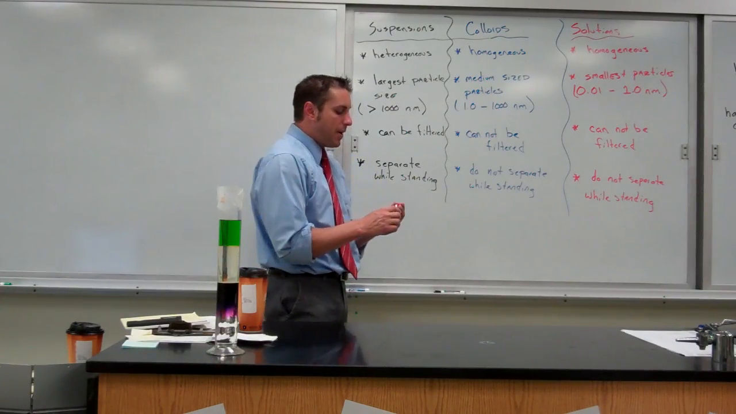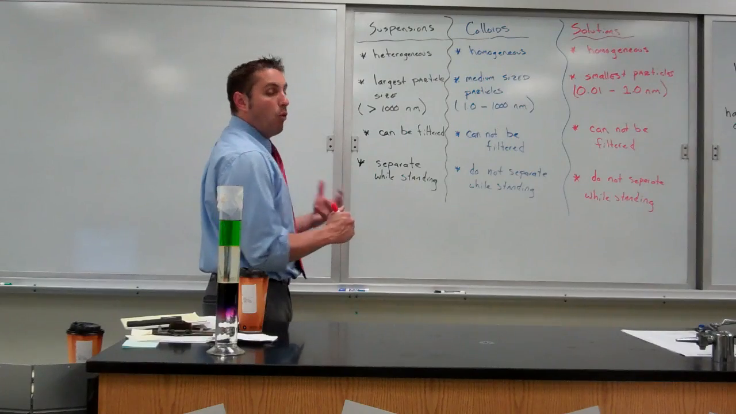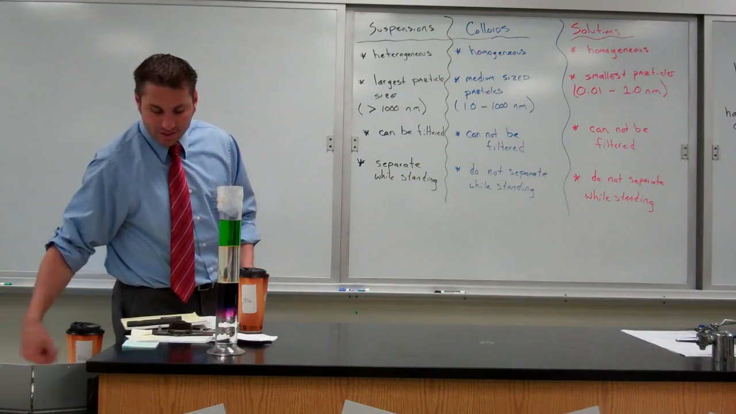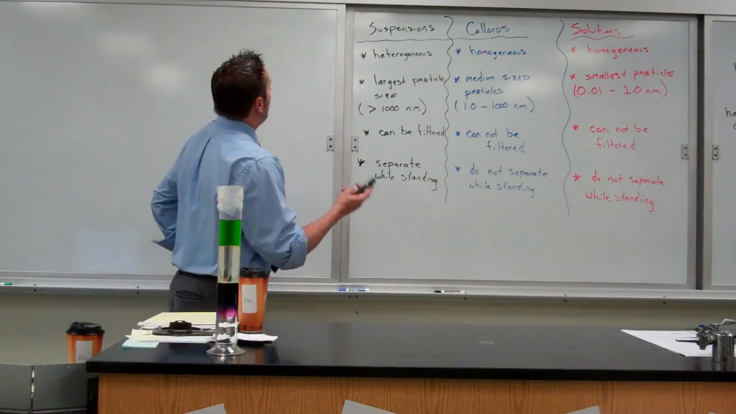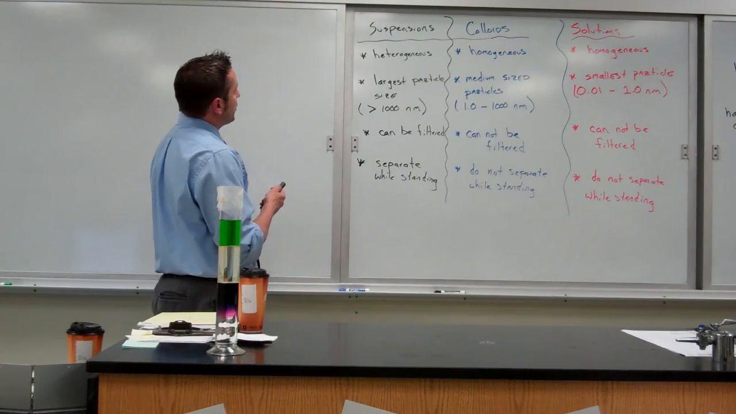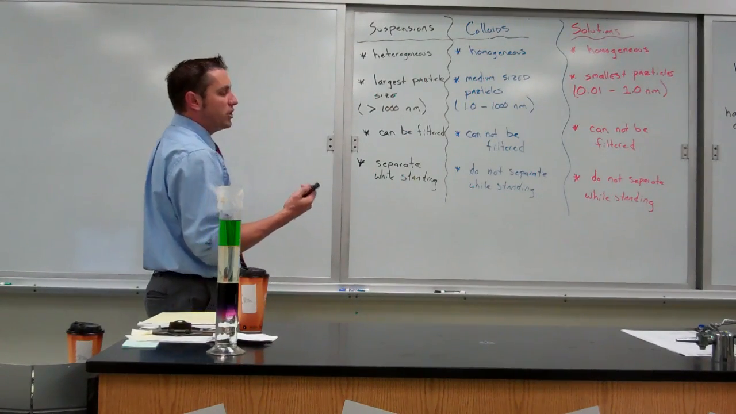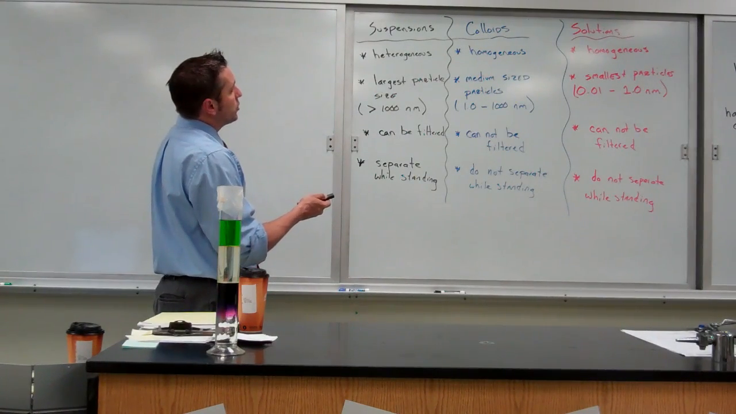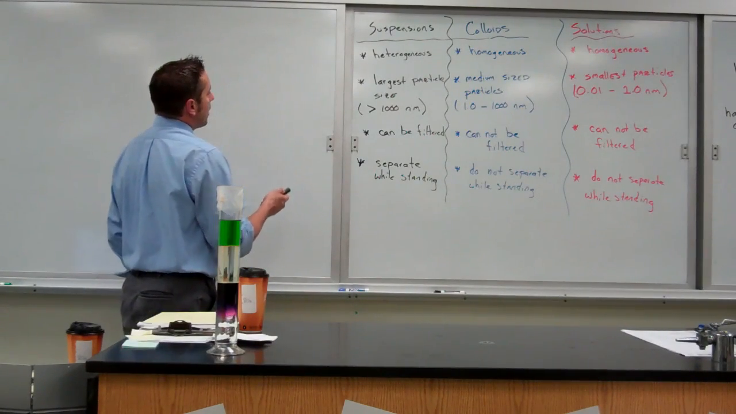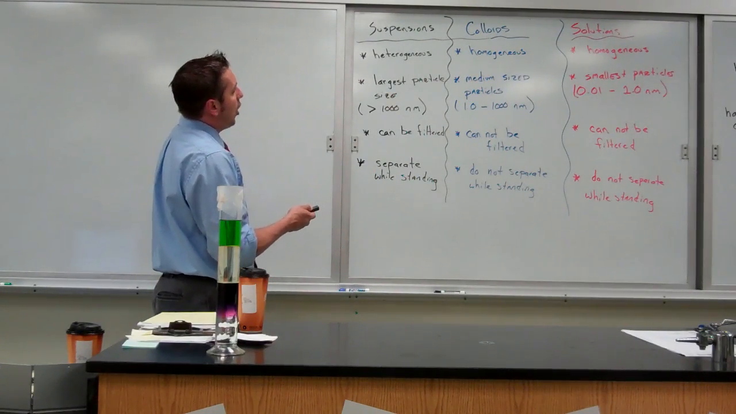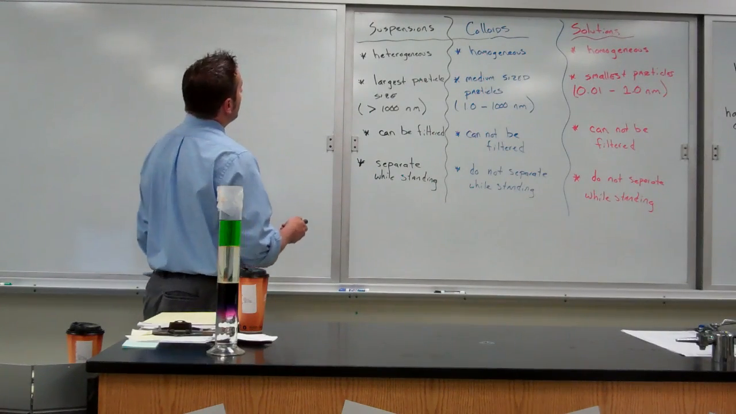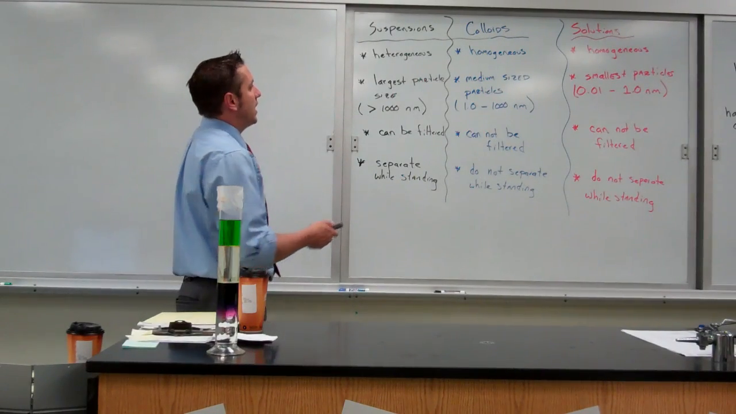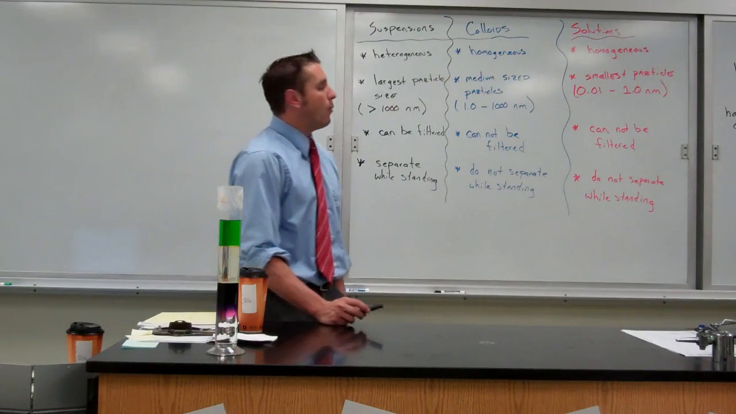So if we do a side-by-side comparison of these three substances, what you will see is two of them are very, very similar, and one of them is distinctly different from that of the others. If we look at it a line at a time, suspensions are heterogeneous, colloids and solutions are homogeneous. Suspensions have the largest particle size, colloids medium-sized particles, solutions smallest particles. Suspensions can be filtered, colloids and solutions cannot be filtered. Suspensions will separate while standing, colloids do not separate while standing, and solutions do not separate while standing.